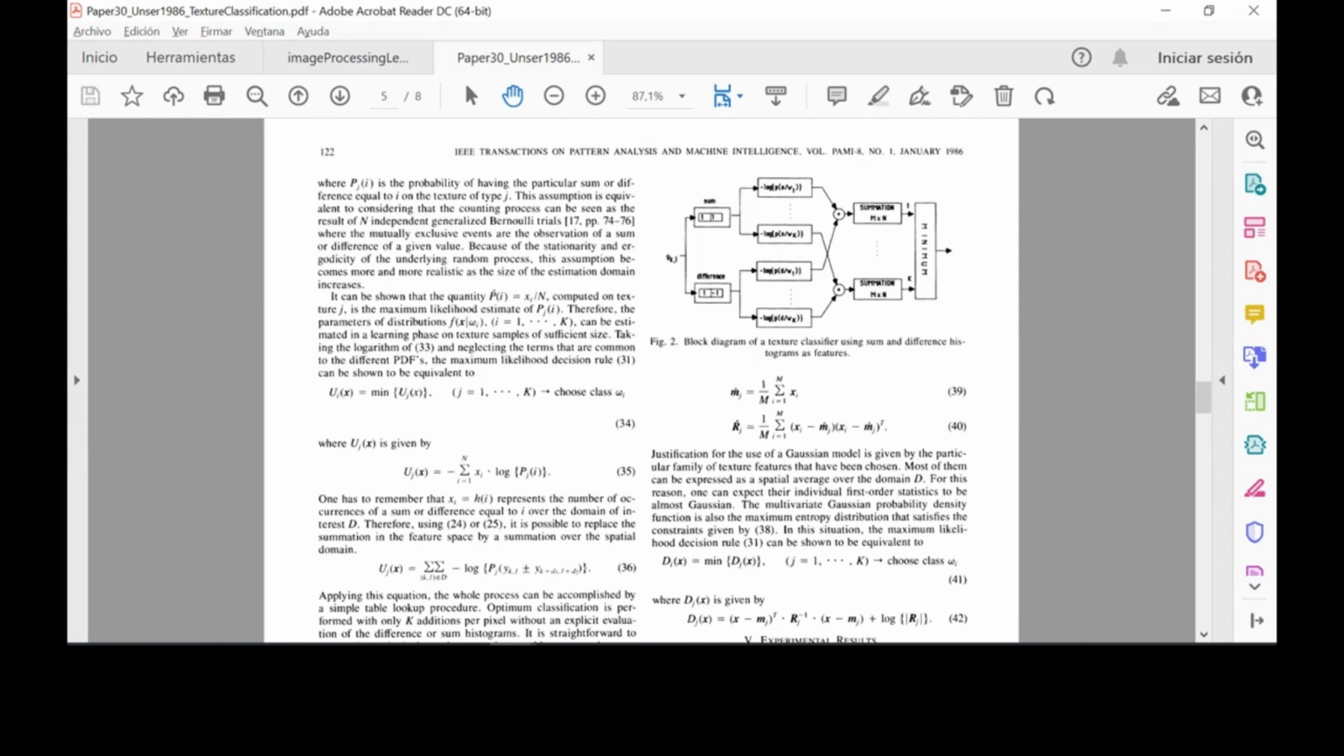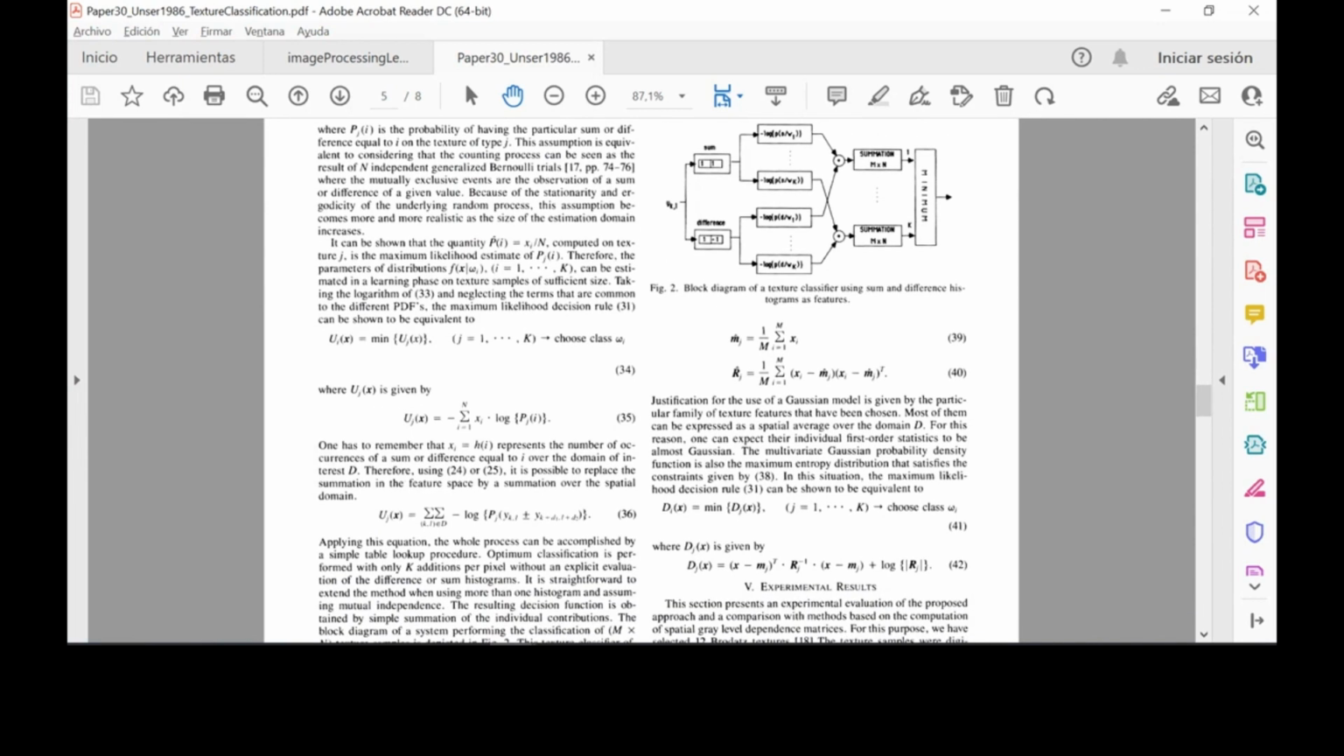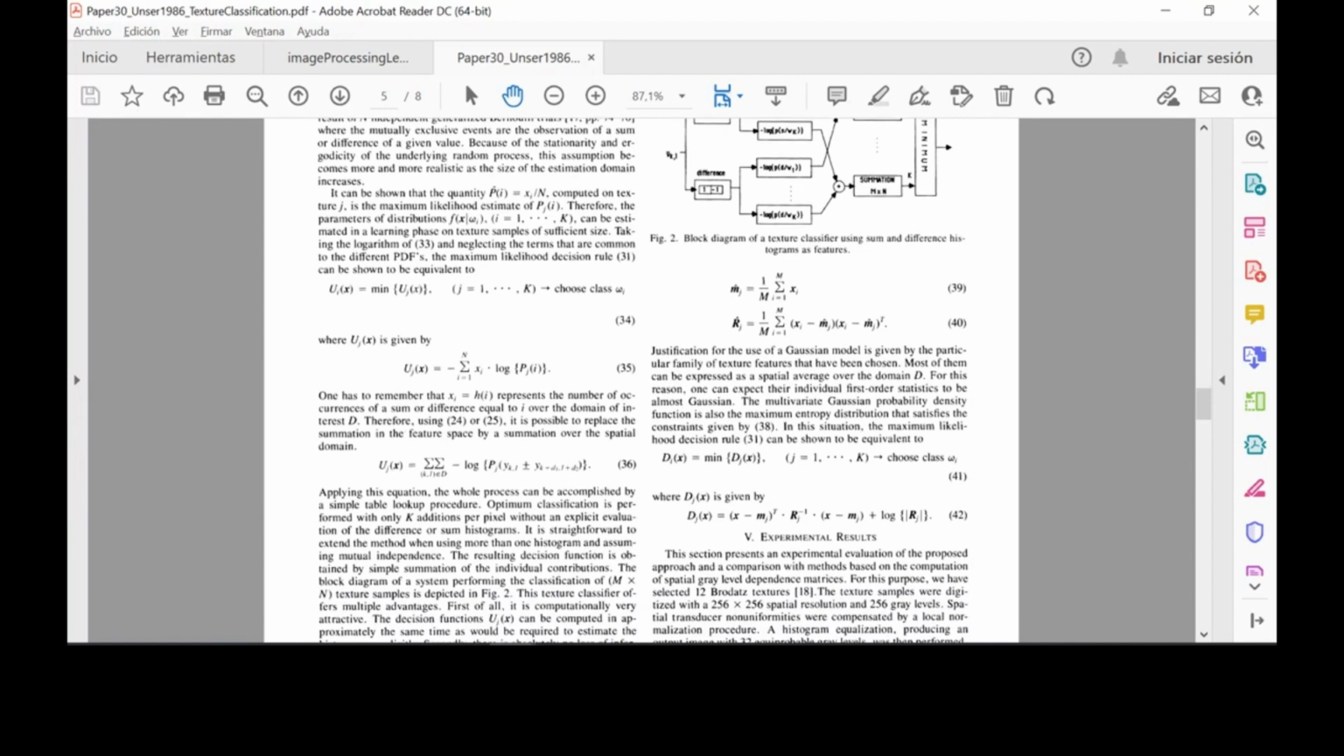So now, again, we see that xi are the histograms of the sums or the differences. And these p's are coming from the textures that you have left. So you are comparing your query image to the textures, to the distributions that you are expecting from the length textures. And you would take the one that gives you minimum distance. So you can think of this as a distance. So you would take the one with minimum distance.